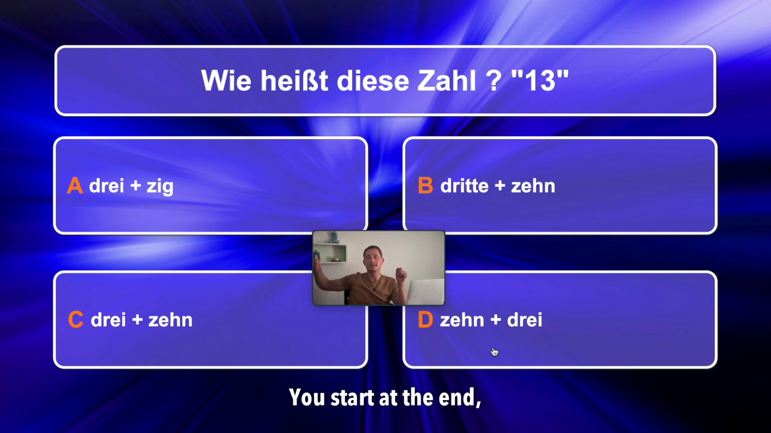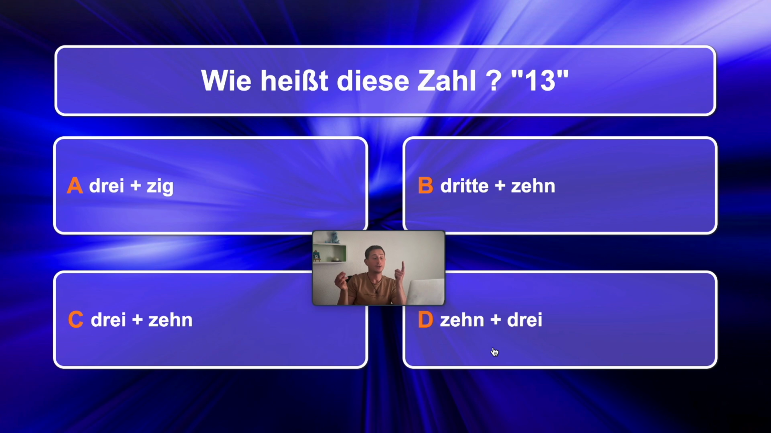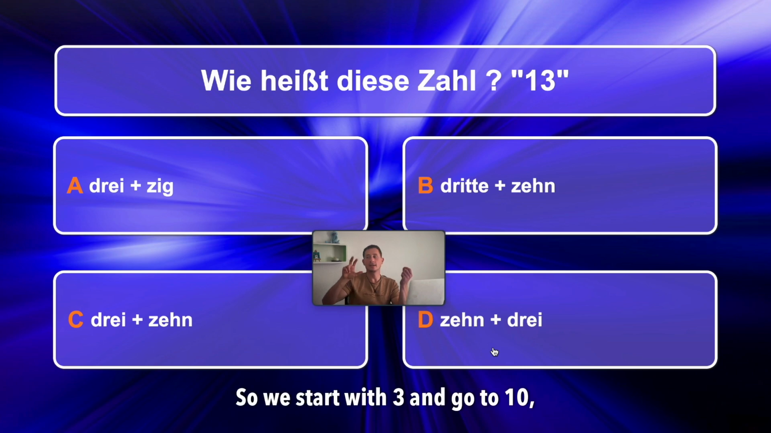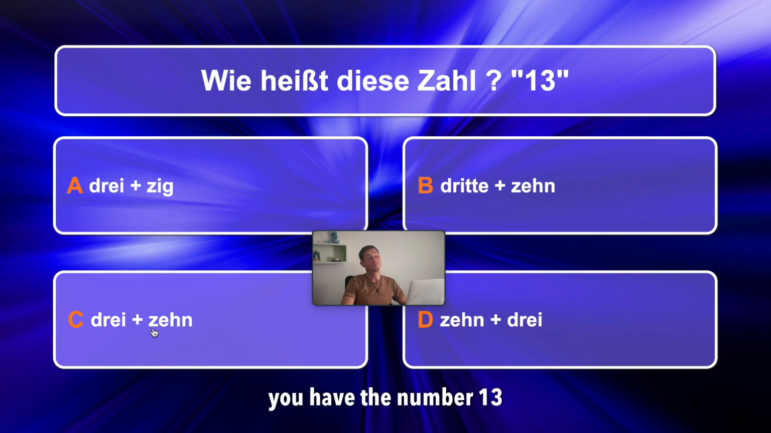You start at the end. You start with the ones and then you go to the 10th. So we have the number 10, it is 10, and we have the number 3, it is 3. So we start with 3 and go to 10. 3, 10. 3 and 10. And then you have the number 13. And this is how it works up to 100.